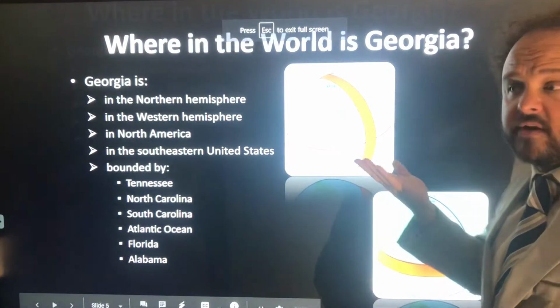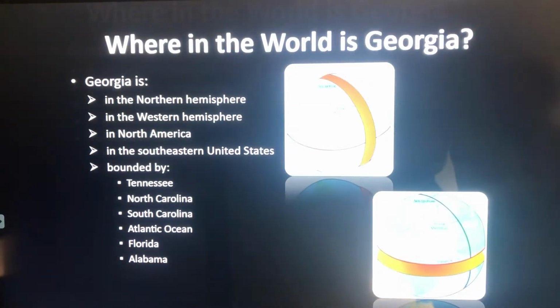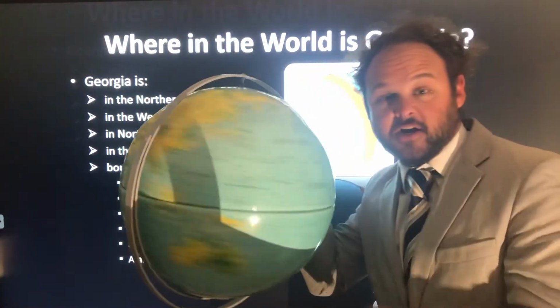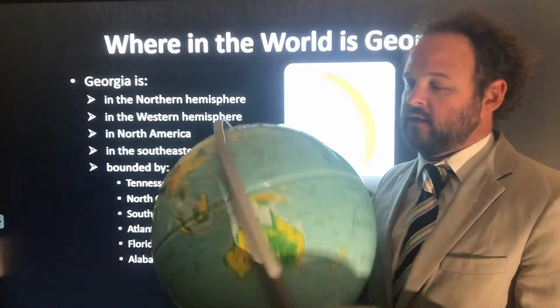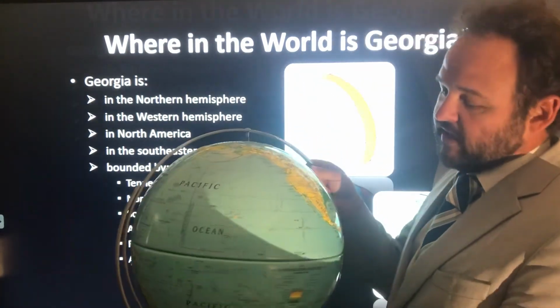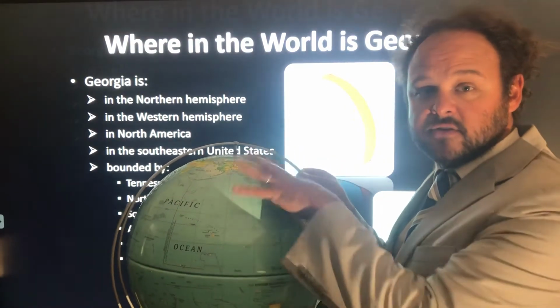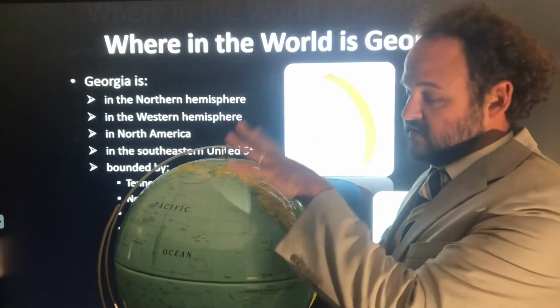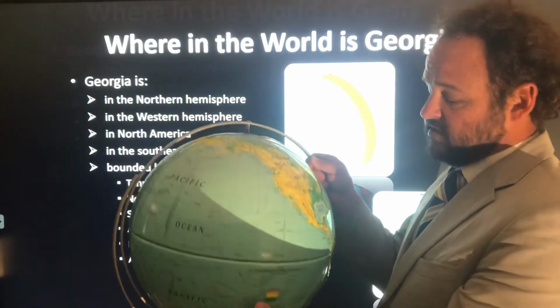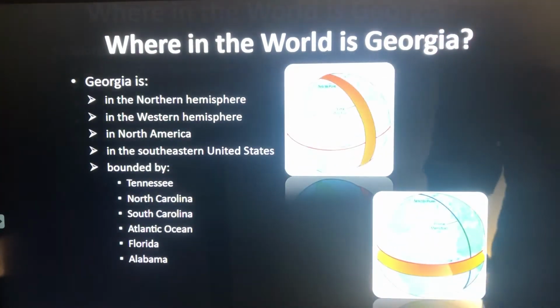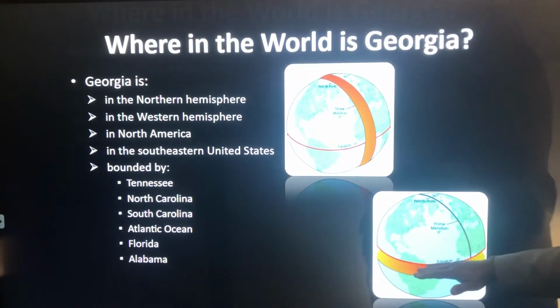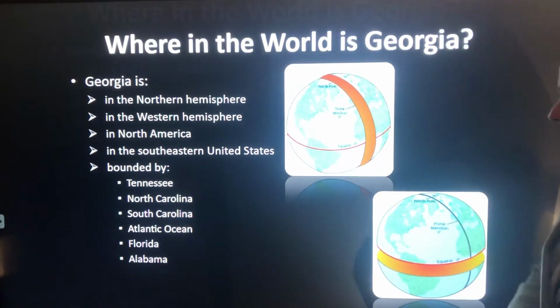Georgia is in the northern hemisphere. As you know, the world is a sphere, which means it's a ball. And the sphere is divided up two ways. We've got an equator, which is the middle line, and it divides it into the northern part and the southern part. This is the northern hemisphere, the southern hemisphere. As you can see here, this is the equator, northern hemisphere, southern hemisphere.